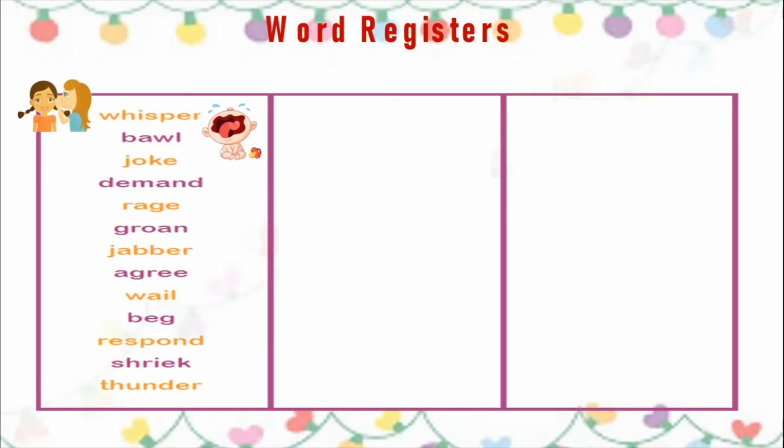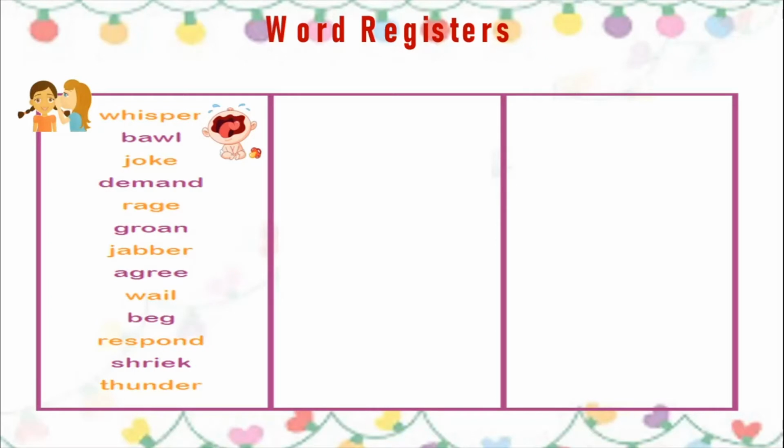Then you have the next word, joke. When you joke, it means you're telling something to someone and making the other person laugh. When you demand, it means you're asking someone for an explanation. When you are in a rage, it means you're saying something angrily. When you're groaning, what do you do? You groan when you're in a lot of pain. So groan also is a kind of noise that you make.